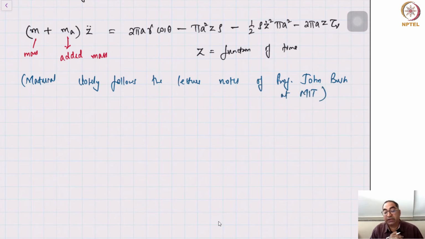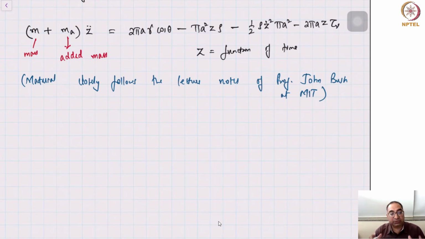So Professor John Bush has a very nice lecture notes on a course called Interfacial Phenomena. So this part of the material closely follows his lecture notes. So let's look at the added mass as well. But before this, let's try and do one interesting thing, which is let's make a guess for what will be the shape of this curve.